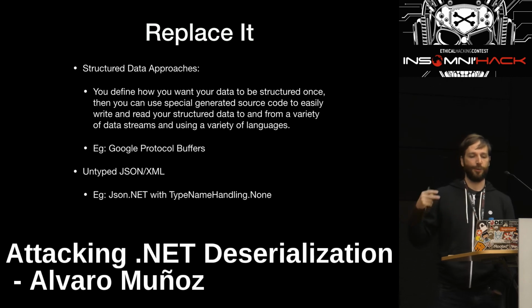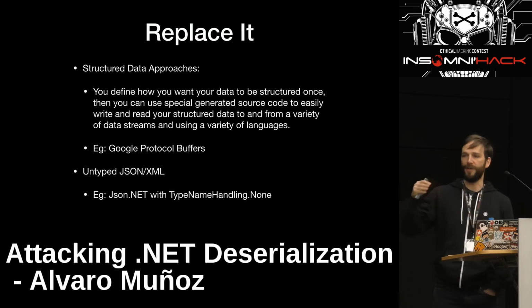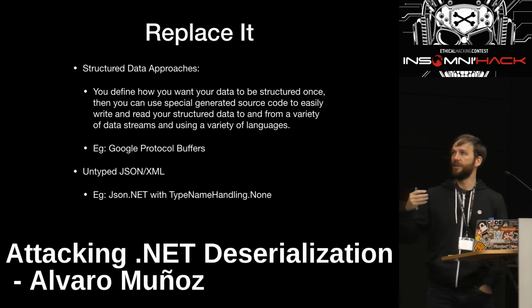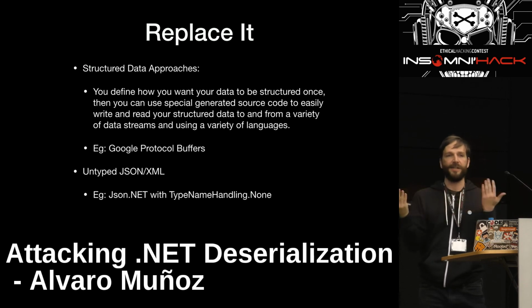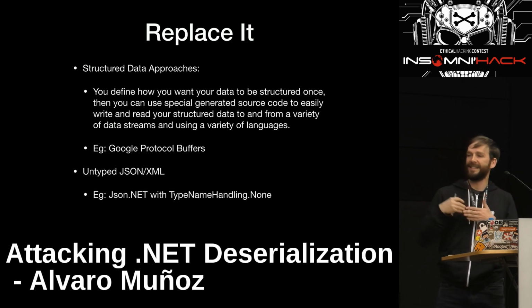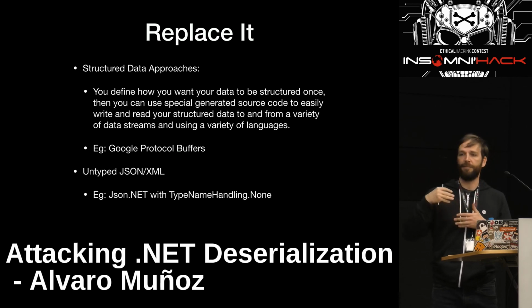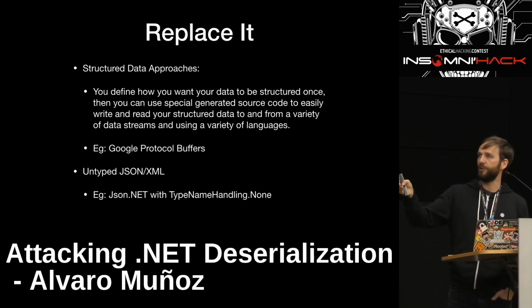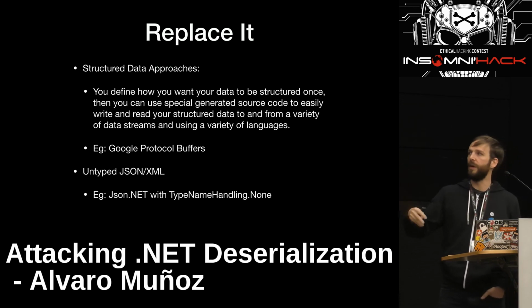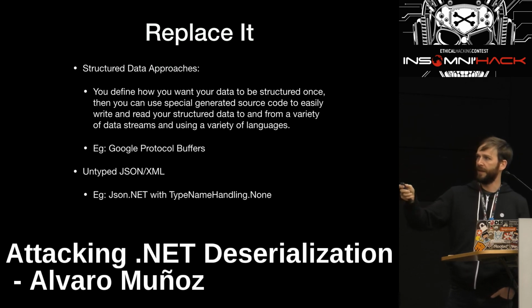The fourth approach is replacing it, right? Maybe you don't really need to send all this type information along with the data. If the client and the server can agree that they are going to exchange, I don't know, a user instance, maybe just sending the name, the address, the last name, and so on, is enough. You don't have to send com.acme.user or any type name. That's the approach that Google Protocol Buffers use, and it's a good approach if you want to deserialize untrusted data.